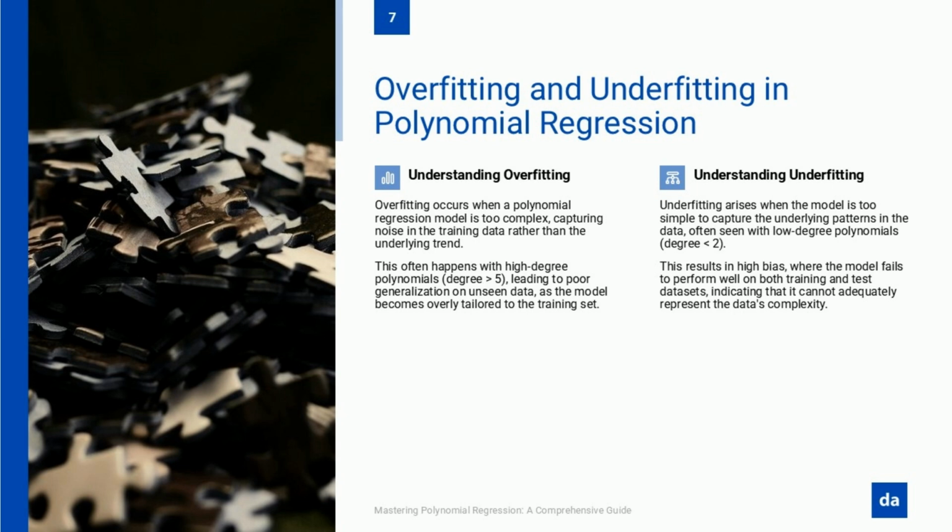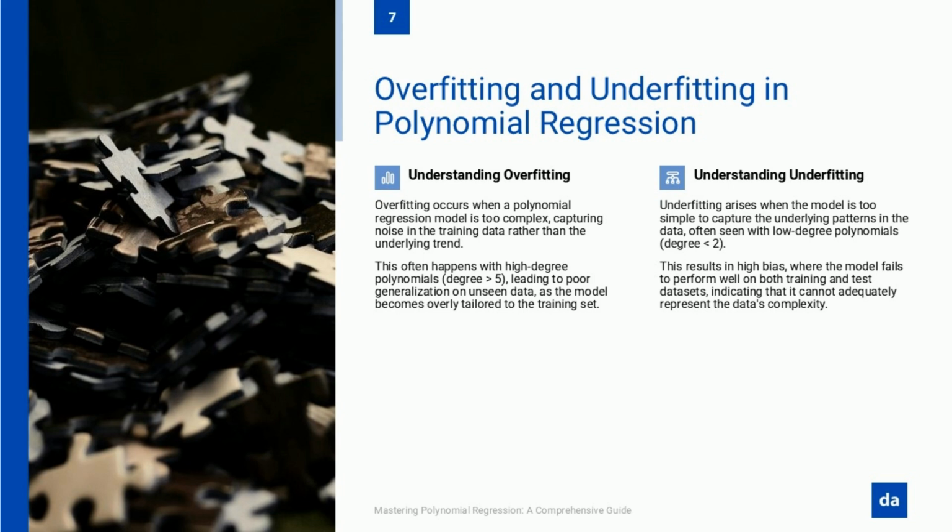Underfitting happens when a model is too simple to capture the underlying patterns in the data, resulting in high bias. Overfitting, on the other hand, occurs when a model is too complex and starts capturing noise instead of the actual trend, leading to high variance. Underfitting typically happens when the polynomial degree is too low.